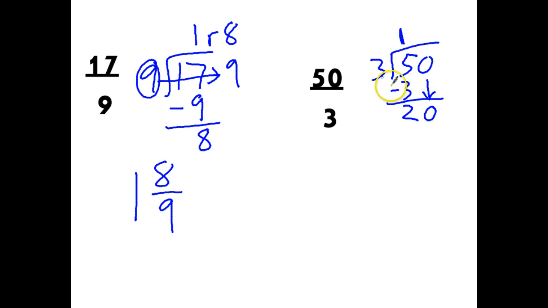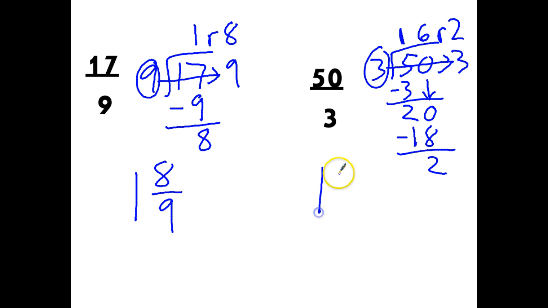How many 3's in 20? 6. 6 times 3 is 18. Now when I subtract, I've got a 2. I don't have anywhere else to put anything, so I'm going to put my remainder up there. Drag that 3 over, and my answer is 16 and 2/3. Stop the video and you guys try it out.